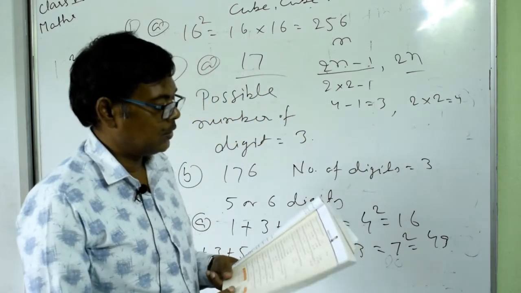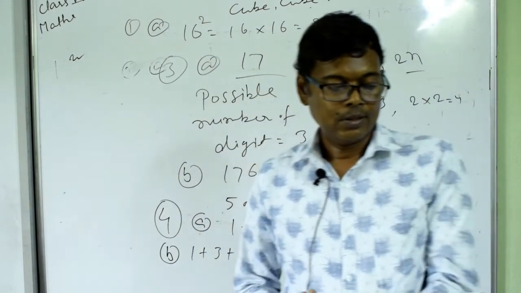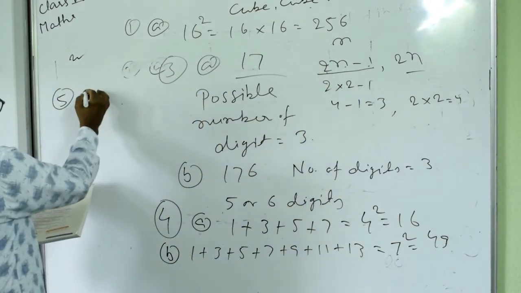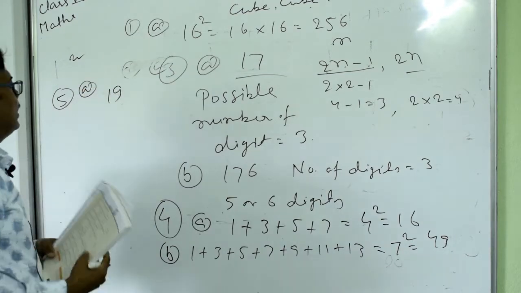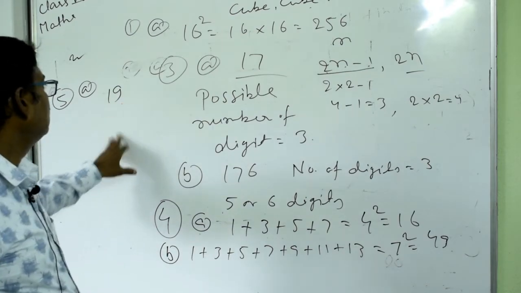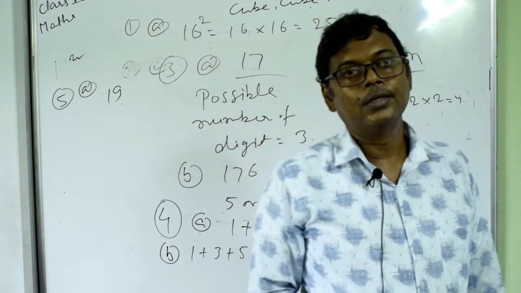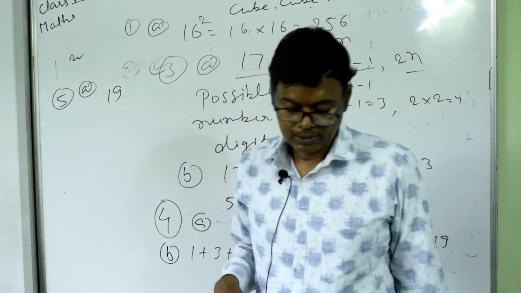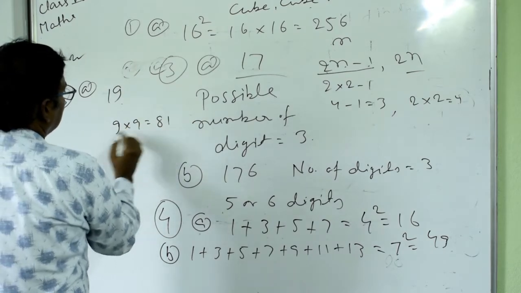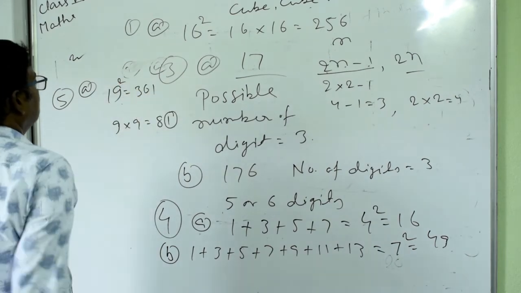Now next is: find the digits at the ones place in the square of the following numbers. Again it is a very easy question. For example, in question number 5A you have 19, and when you square 19, the digit at the ones place will be 1, because 9 into 9 is 81, and in 81 the digit 1 is at the units place.